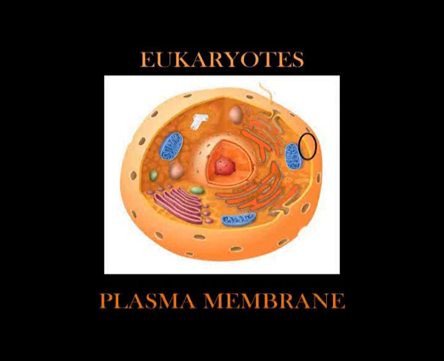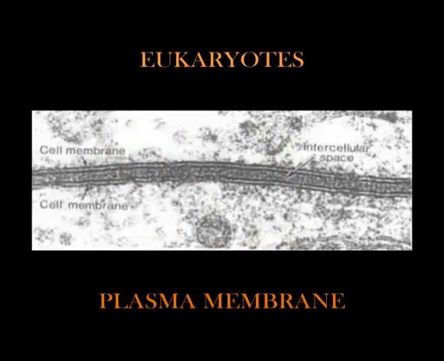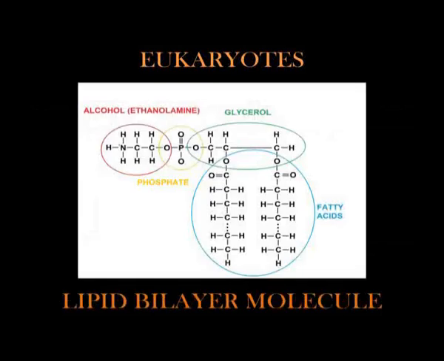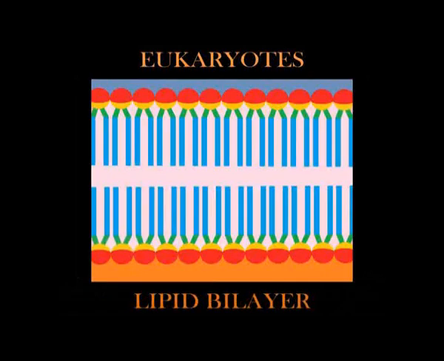Plasma membrane. The plasma membrane is formed by a lipid bilayer that is hydrophilic outside and hydrophobic inside. The main molecule in this membrane is a phosphoglyceride, formed by an alcohol and a phosphate, called the head, and a glycerol and a fatty acid, called the tail. The head is the outside of the lipid bilayer, and the tail inside.